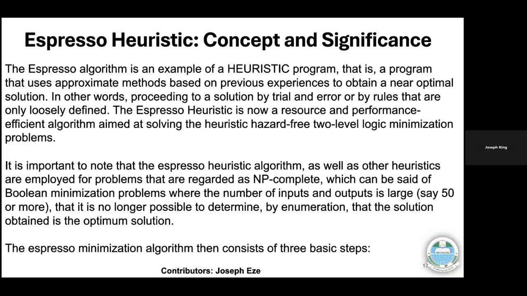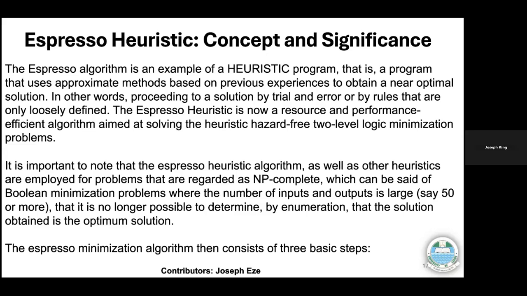So the Espresso algorithm, therefore, is a resource and performance efficient algorithm aimed at solving the heuristic hazard-free two-level logic minimization problems. Basically, what that means is that the Espresso algorithm solves two-level minimization problems for problems that are often considered NP-complete, which is non-deterministic polynomial time complete, the hardest class in the complexity class NP. That is by the way.